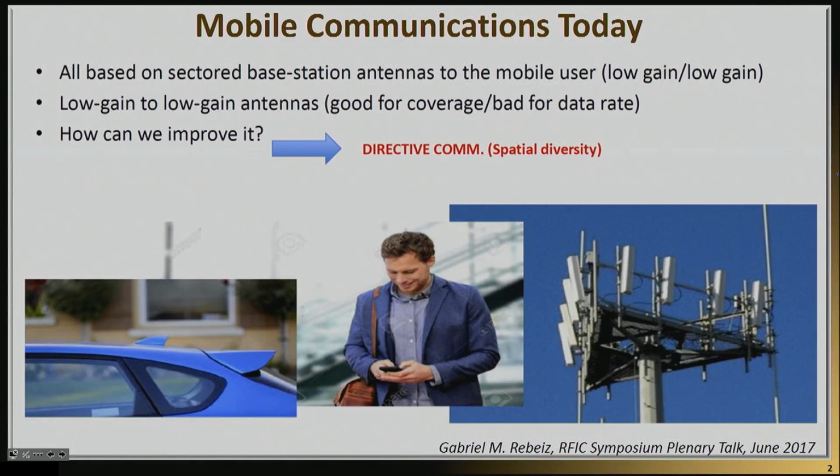Essentially today what we do is we rely on what's called the sectored base station antenna system, which is the ones that you see right here. Each one of these antennas essentially covers a fairly wide range of space. It could be 120 degrees, which is most common, or roughly 90 degrees in some other cases.